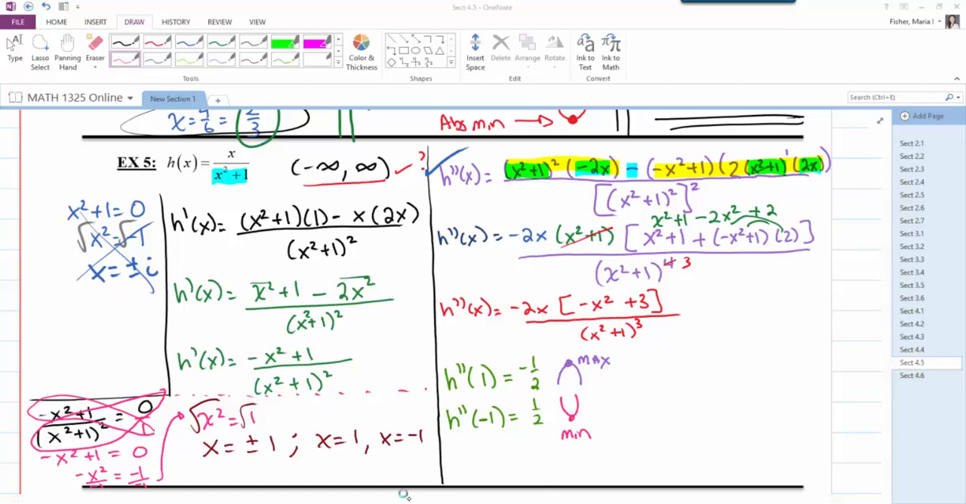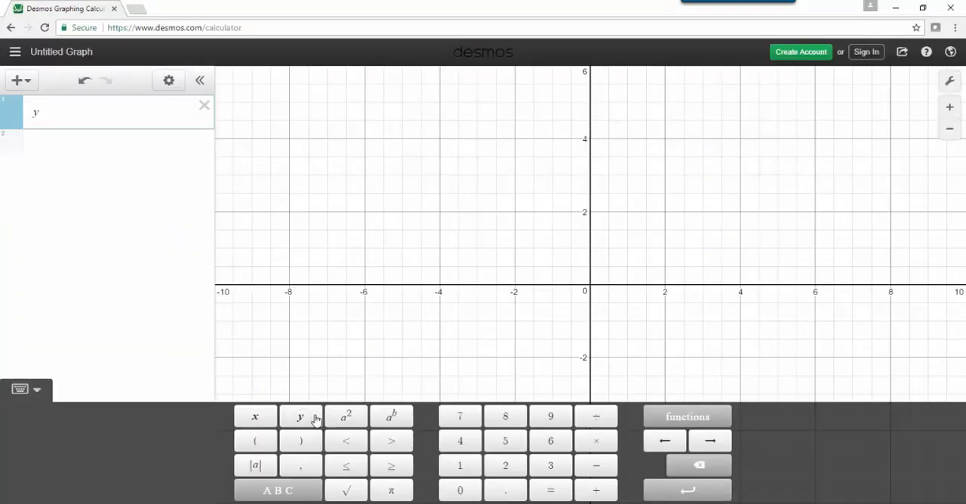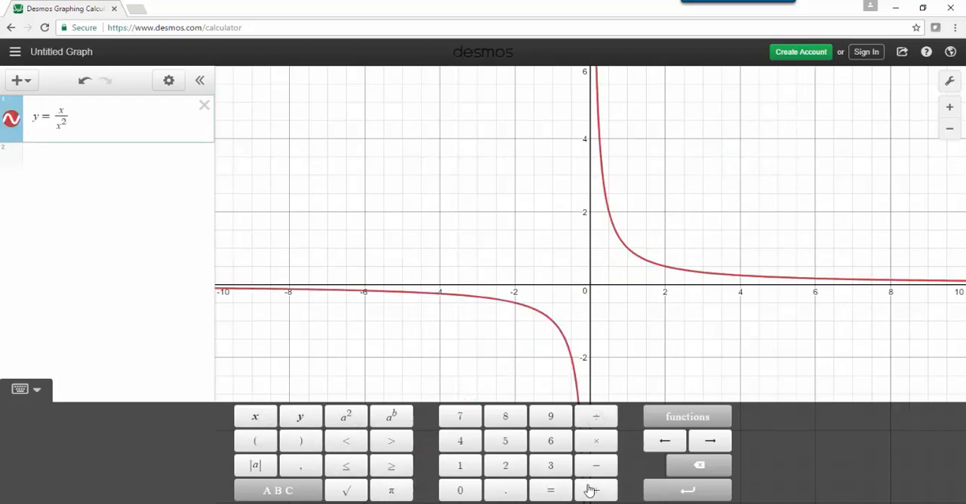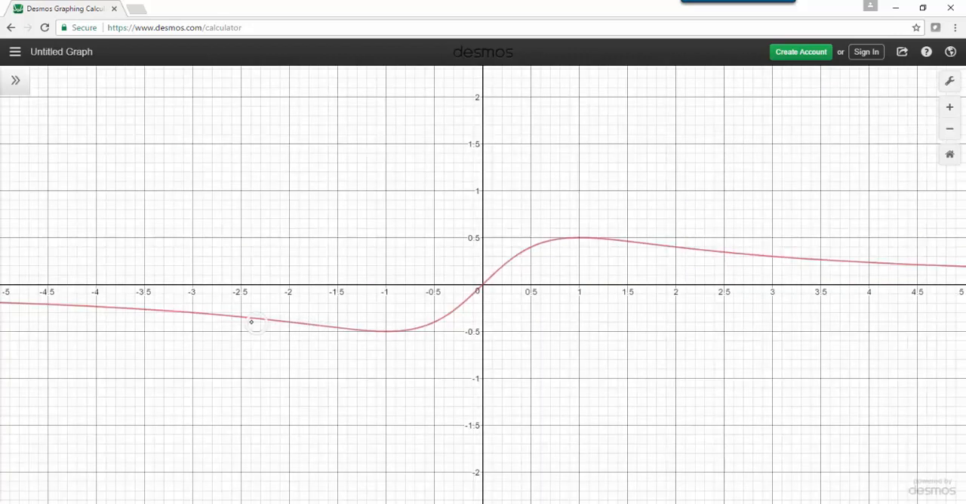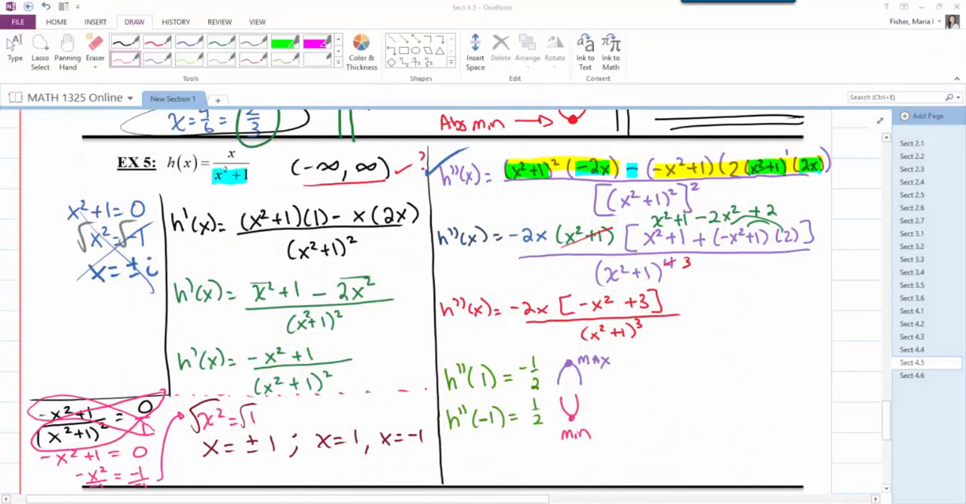Well, let's grab a graph and let's figure this out. So we have y equals, again, the original is x divided by x squared plus 1. Well, notice this actually does have an absolute minimum and an absolute maximum, because the graph goes to a lowest point and then it goes back towards the center and to a highest point and back towards the center. So this graph actually does have an absolute max and an absolute min.